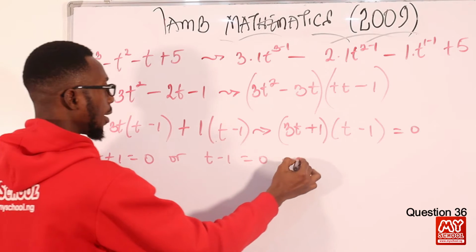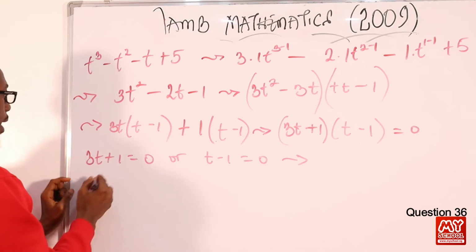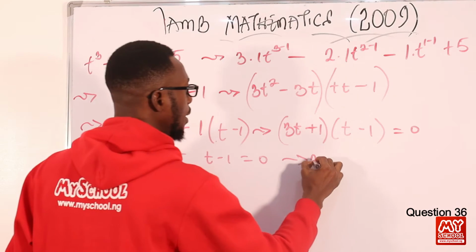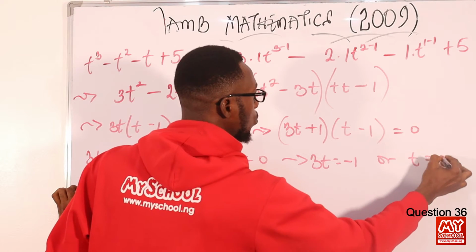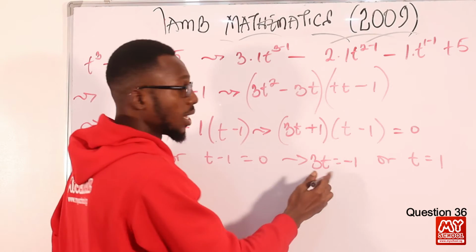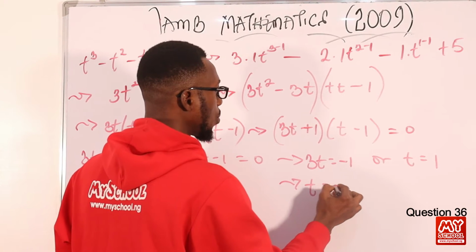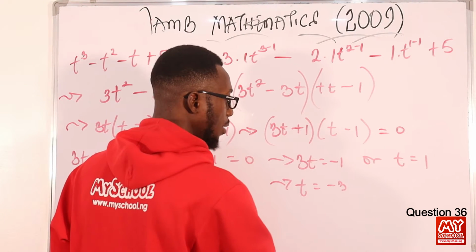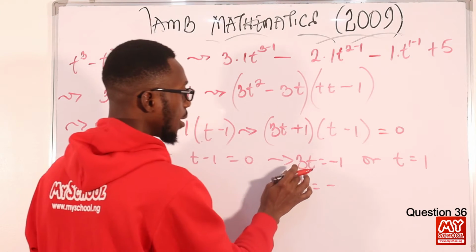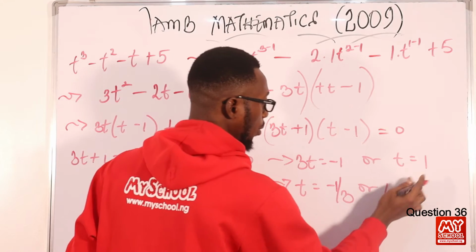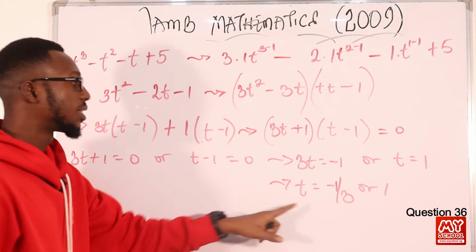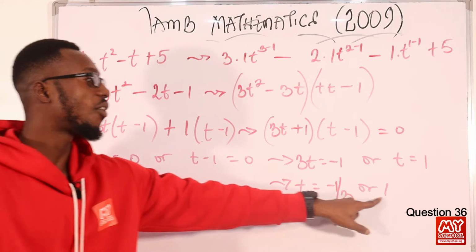All right, so if I send this one outside, what I should have is 3t equals minus 1, or t equals 1. So to make t the subject here, I should have t equals minus 1 over 3, dividing both sides by 3, or 1. Just what I have here. So t equals minus 1 over 3 or 1.